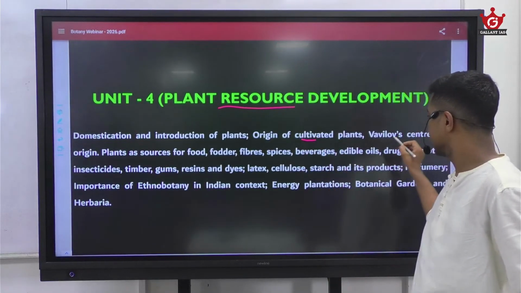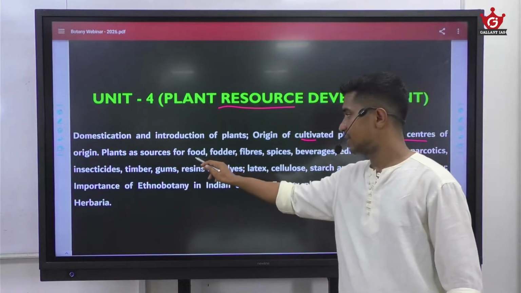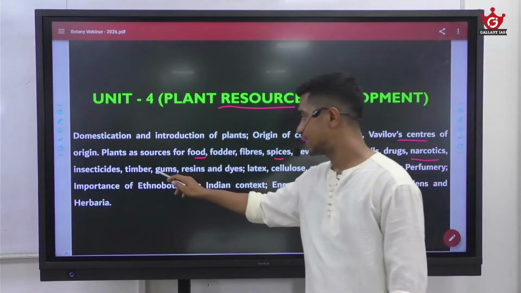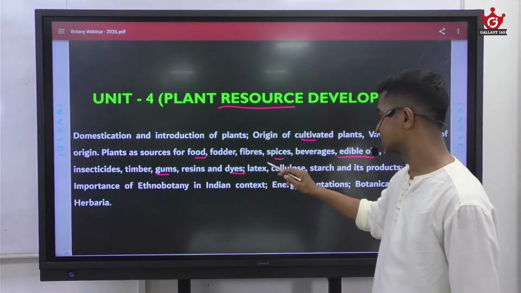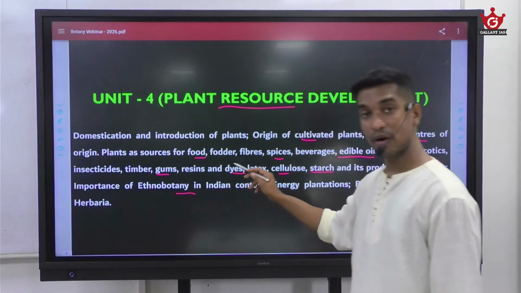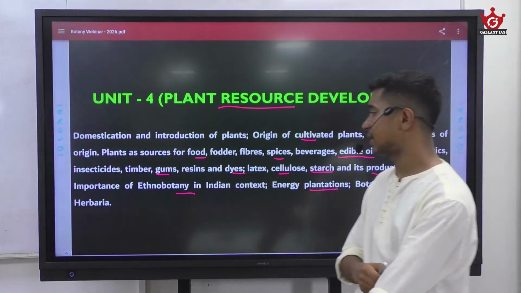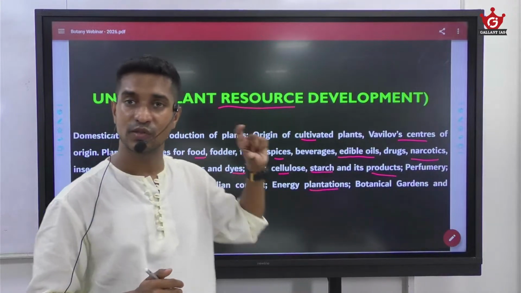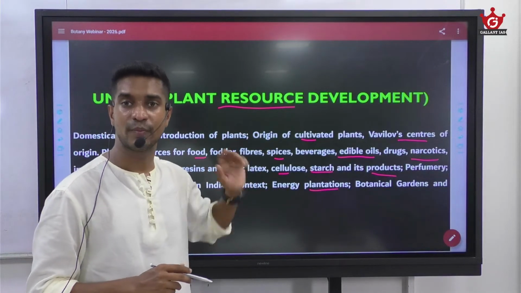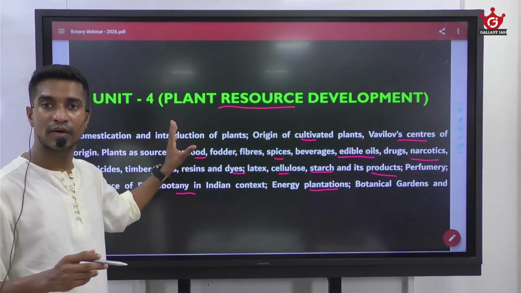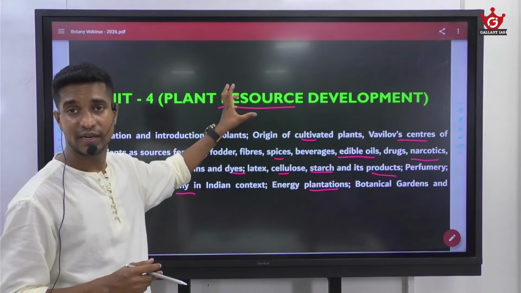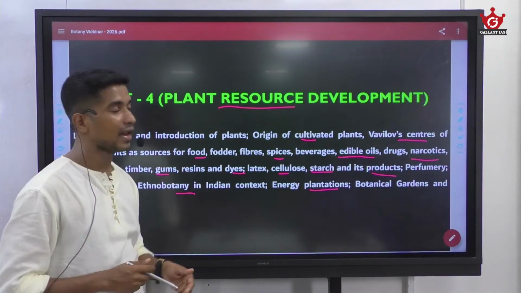origin of cultivated plants, vavilovian centers of origin, plant sources for food, fiber, spices, beverages, edible oil, drugs, narcotics, insecticides, timber, gums, resins and dyes, latex, cellulose, starch and its products, perfumery, importance of ethnobotany in Indian context, energy plantations, botanical gardens and herbaria. These are the topics mentioned under unit 4 of paper 1. These are the economic botany related topics, given under the heading plant resource development.